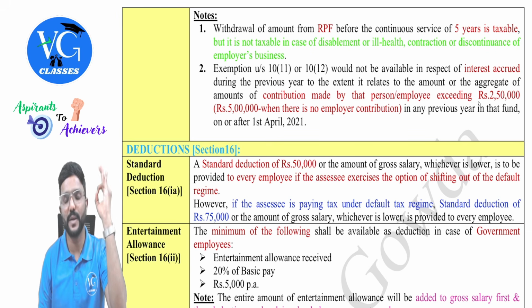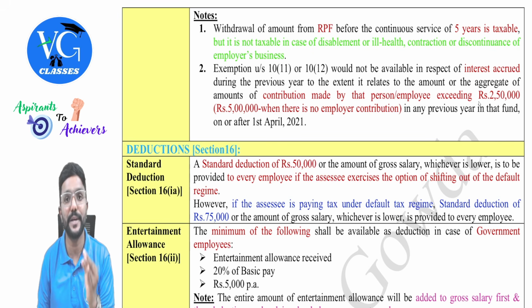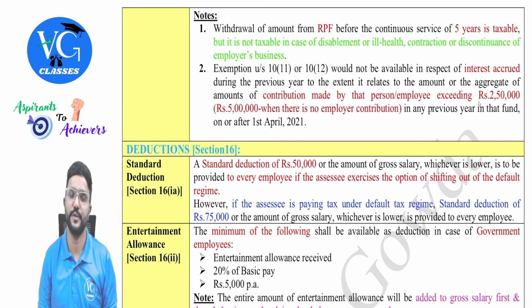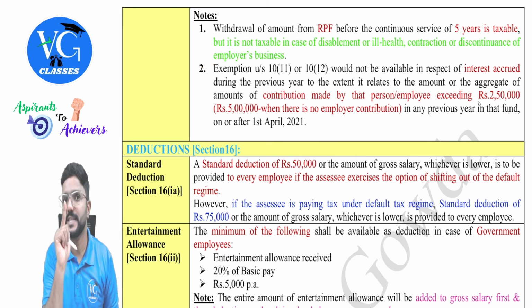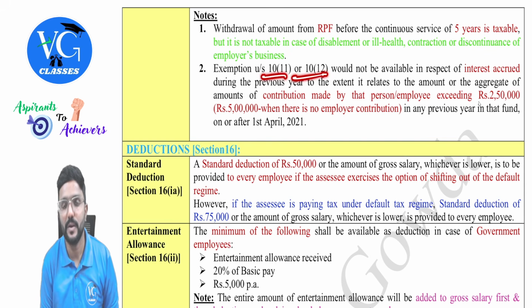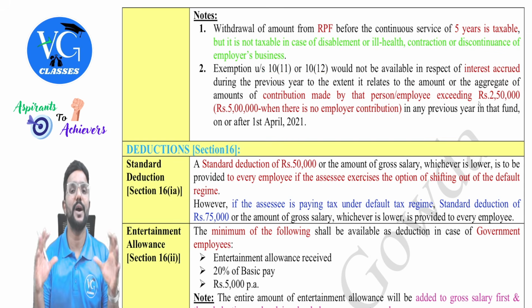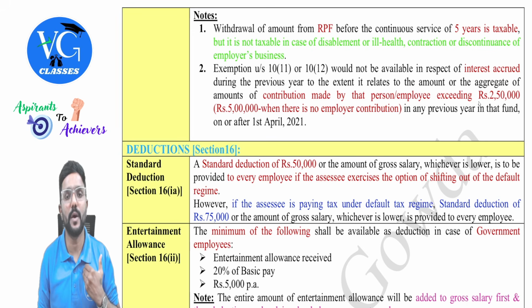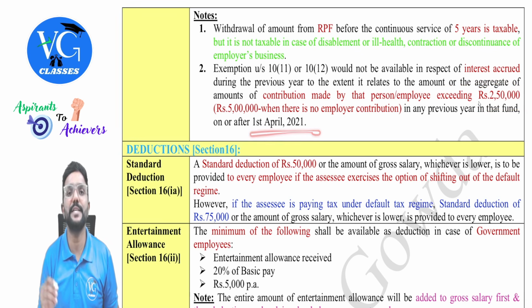We already saw perquisite valuation under section 17(2)(vii) and 17(2)(viia), but that was with respect to employer contribution. Whereas what I am doing here, that is the second note, is with respect to employee contribution. So exemption under section 10(11) and 10(12) for interest is not available if employee contribution during a year is more than 2,50,000 on or after 1st April 2021.